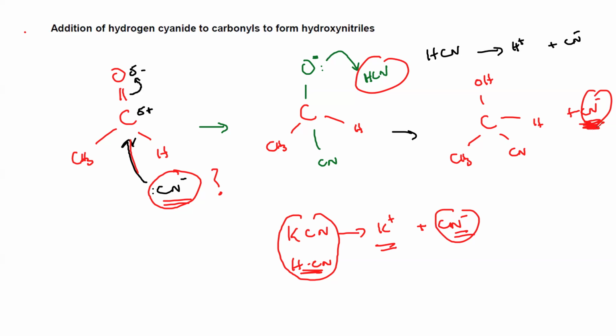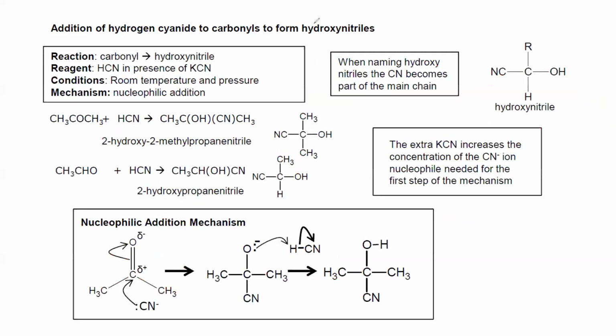So this CN which is produced now will attack another group. So we will have another group like C double bonded with O, and CH, and H is there. So this CN which is produced here will attack the carbon and then continue. But where do we get the first CN? The first CN is actually from the potassium cyanide. That's why, if you see the reagent, we use HCN in the presence of KCN.